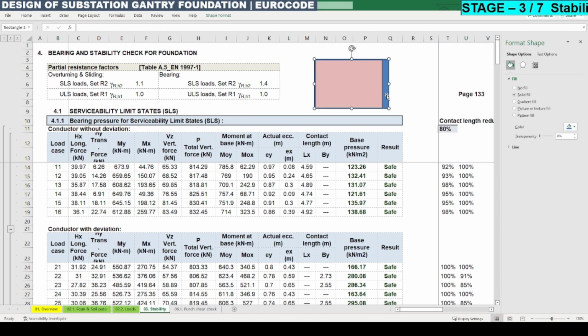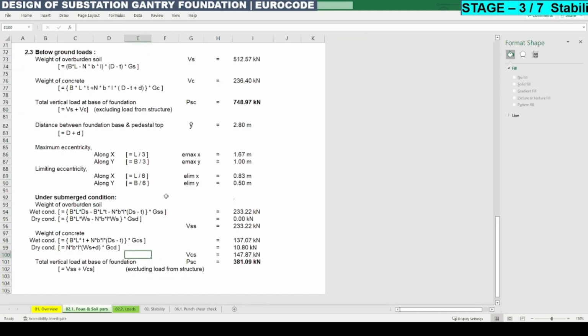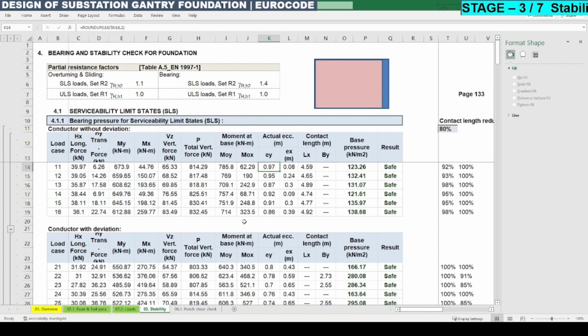So the original foundation length is this blue color, and now it is reduced a little bit due to the actual eccentricity, which is exceeding 1 by 6th of the size of the foundation. So there will be a reduction of the foundation length during the contact with the soil. This reduced length only we need to consider while calculating the bearing pressure. For this calculation, Ey is coming 0.97, which is exceeding the limited value along x, 0.83 meter. So that's why there is a contact length value here.